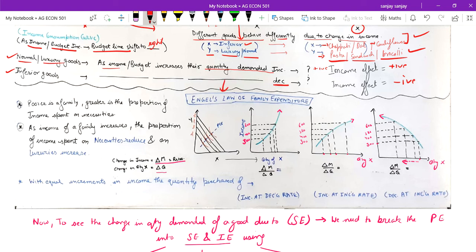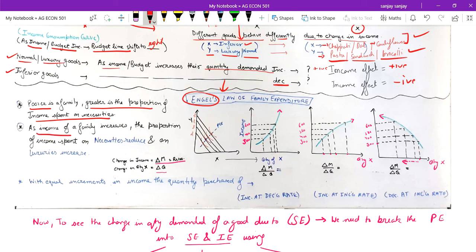Now we'll be coming on to a law that was related to income effect. Okay, Engel's law of family expenditure. This was Ernest Engel, who gave the relationship between your income and what you are going to spend on. It simply says the poorer the family, the greater is the proportion of income spent on necessities, which is simple. If it is a poor family, it will spend most of its income on the necessities of life. Let's say inferior goods, it will spend on buying wheat flour, vegetables, or, let's say, rapeseed and mustard oil. These are necessities of life. They need to fulfill these necessities to survive.